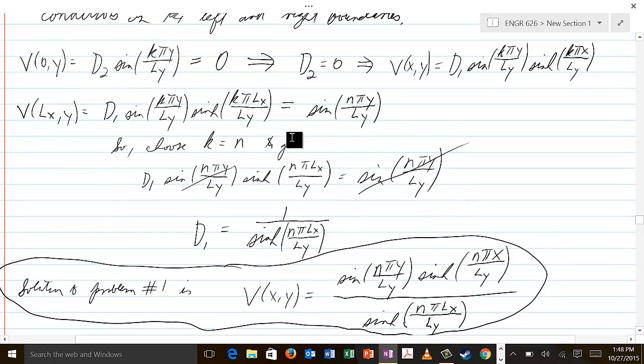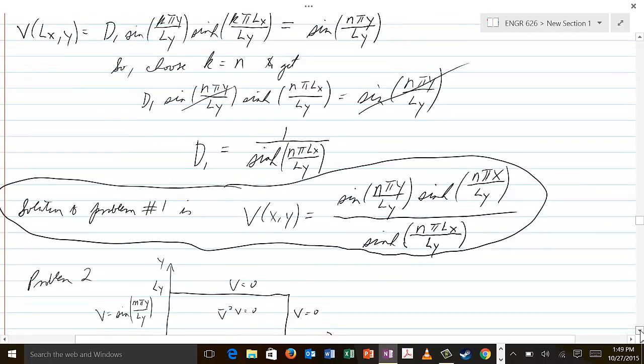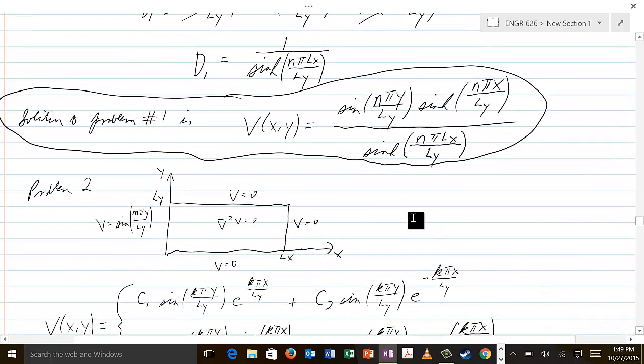And we want to choose d1 and k. Those are the only two things left. Remember, everything else is dictated by the problem geometry itself. Lx and Ly would be dictated, but we want to choose d1 and k so that we can satisfy our boundary conditions.